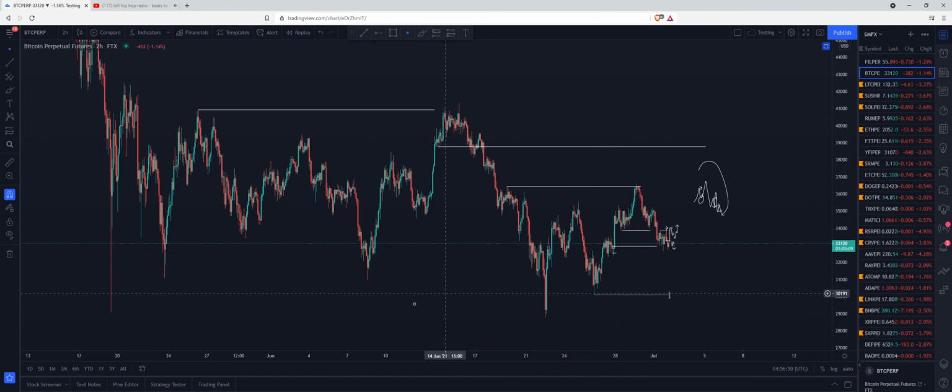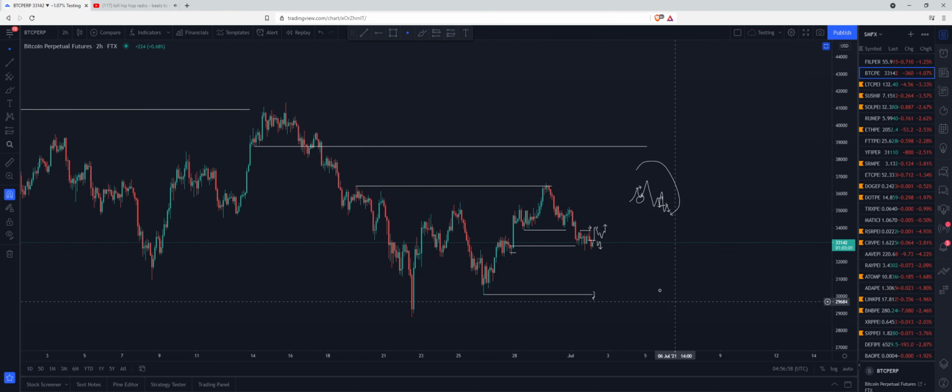I've said this a few times now, but I think we're going to continue to range. I don't think that a bottom is in yet. Go back 2 episodes if you're looking for my higher time frame view.